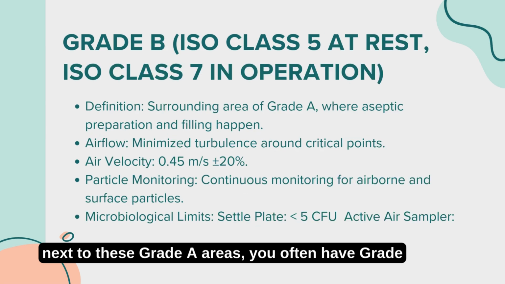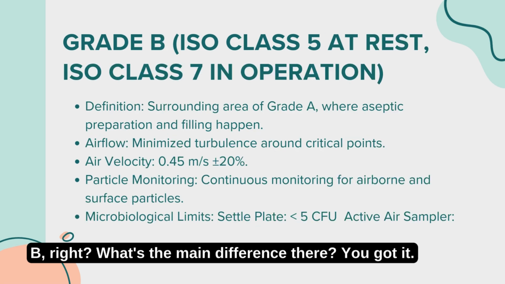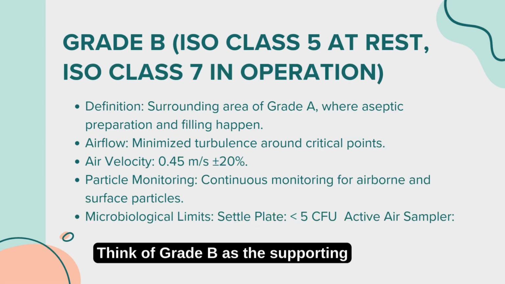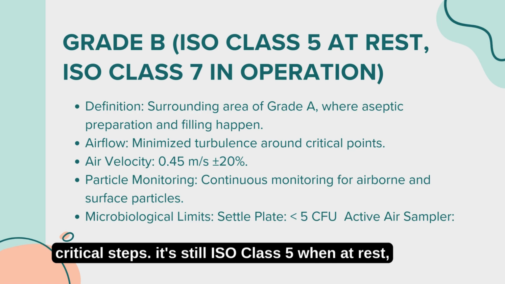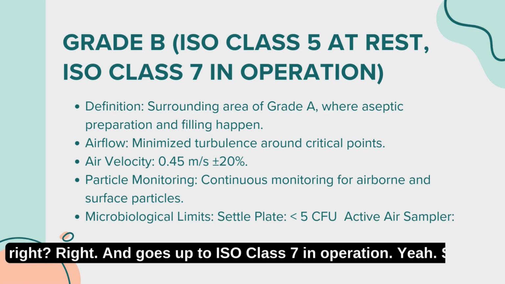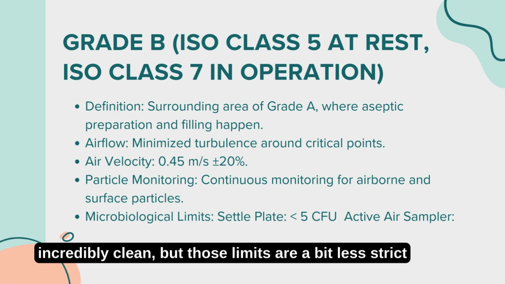So next to these grade A areas, you often have grade B, right? What's the main difference there? You got it. Think of grade B as the supporting actor to grade A's leading role. It's still used for aseptic prep and filling, just not the most critical steps. Then it's still ISO class 5 when at rest, right? Right, and it goes up to ISO class 7 in operation. Still incredibly clean, but those limits are a bit less strict than grade A.